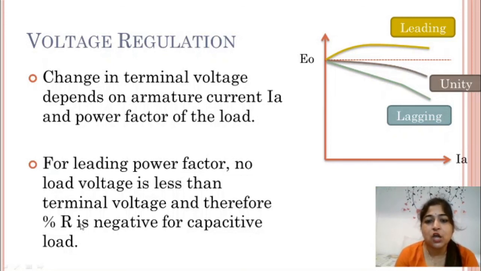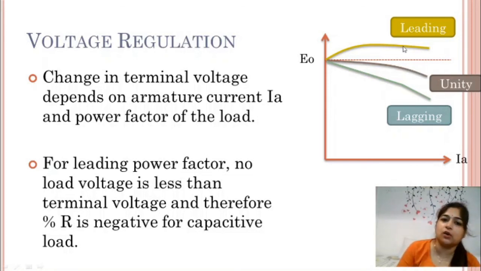Clear? So where you should find the voltage regulation, think about it: if this is the nature for lagging, unity, and this is the nature for leading, and if I want zero voltage regulation, just tell me in the comment box for what load you will find voltage regulation zero, whether it will be lagging, unity, or leading.